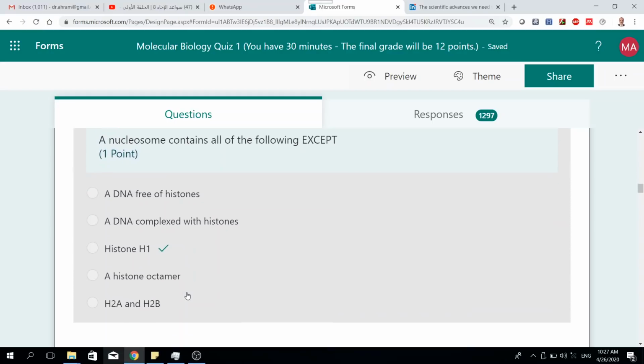A nucleosome contains all of the following except... I'm going to shoot myself if you didn't know. Well, I would have shot myself if you didn't know the answer. You killed me with questions about nucleosomes and chromatosomes, H1 and linker DNA, and the differences between them. One of the differences between them is that chromatosomes have H1, nucleosomes do not.